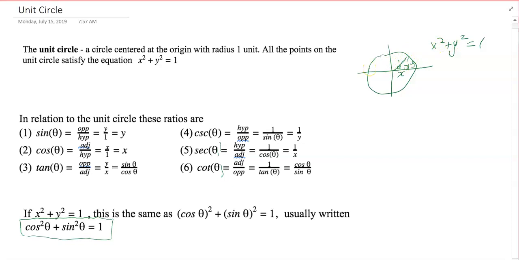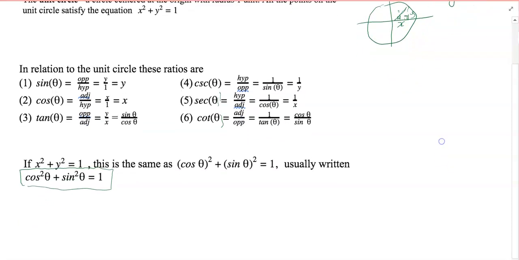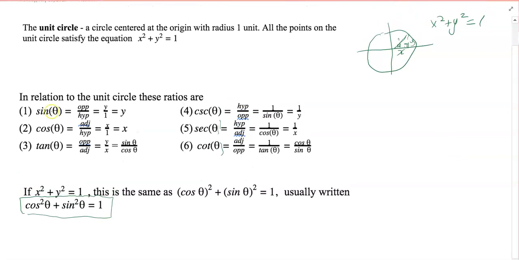In relation to the unit circle, the trig ratios become: sine of theta is opposite over hypotenuse, which is y over 1. That's just y. Cosine of theta is adjacent over hypotenuse, that's x over 1. And that's just x. Tan of theta is y over x, and it's the same as sine of theta over cosine of theta.